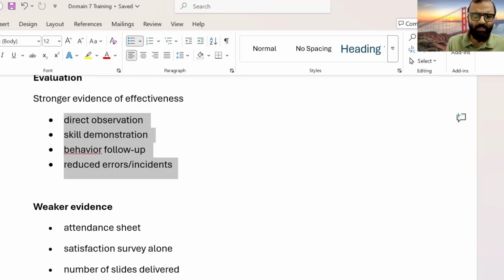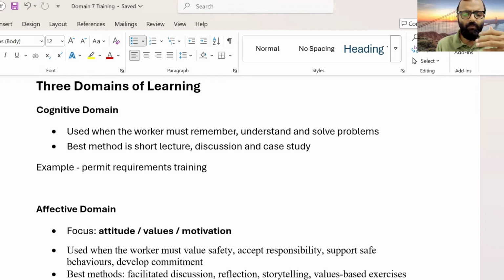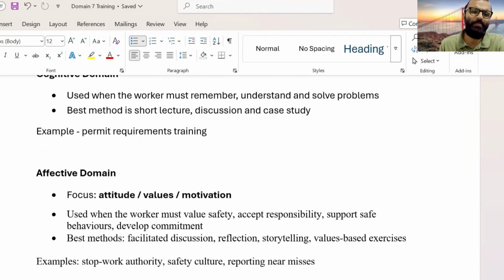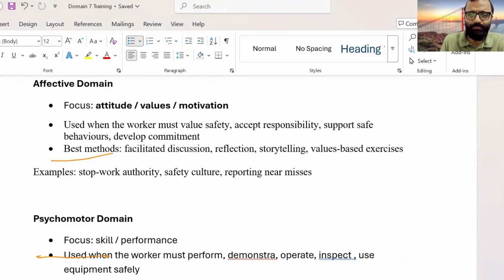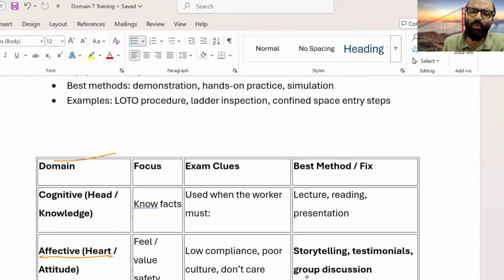Now, three domains of learning. This is very confusing, but we have written it in a structured manner, so it is easy for you. Three domains of learning: first one is the cognitive domain, second is the affective domain, and third is the psychomotor domain. Cognitive, affective and psychomotor may sound a little confusing.